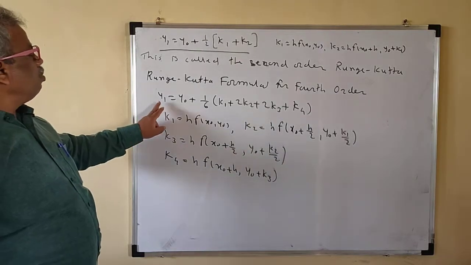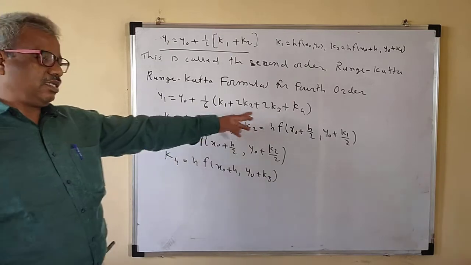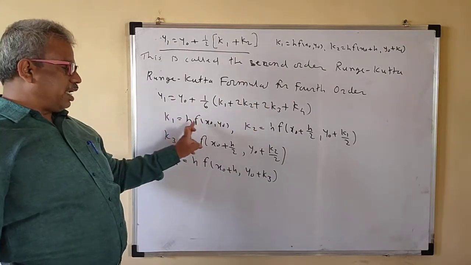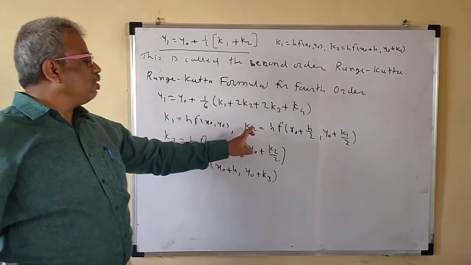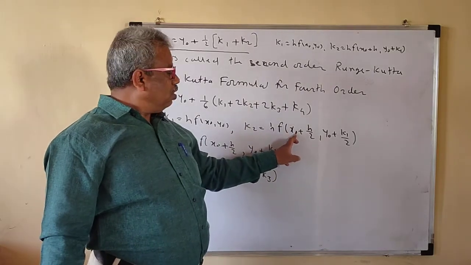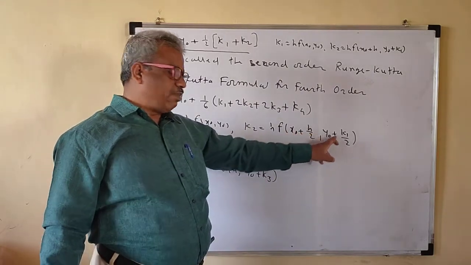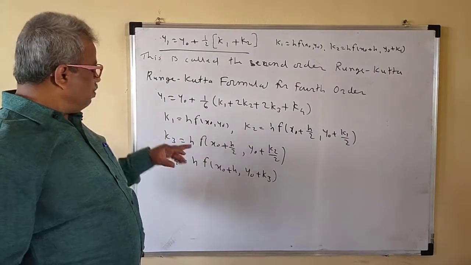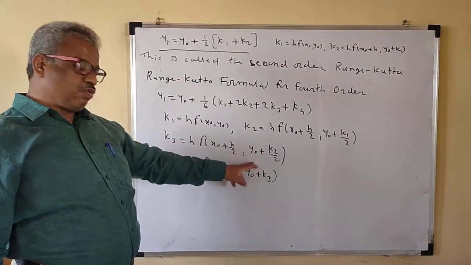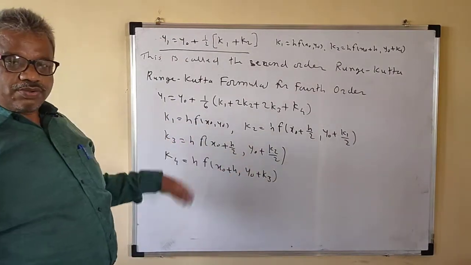So for y2, it is y1 plus 1/6 of the same thing. Here k1 will be h f of (x1, y1). Then k2 will be h f of (x1 plus h by 2, y1 plus k1 by 2). So we get k1 here. k3 will be h f of (x1 plus h by 2, y1 plus k2 by 2). Right, so for y2 you can do this.